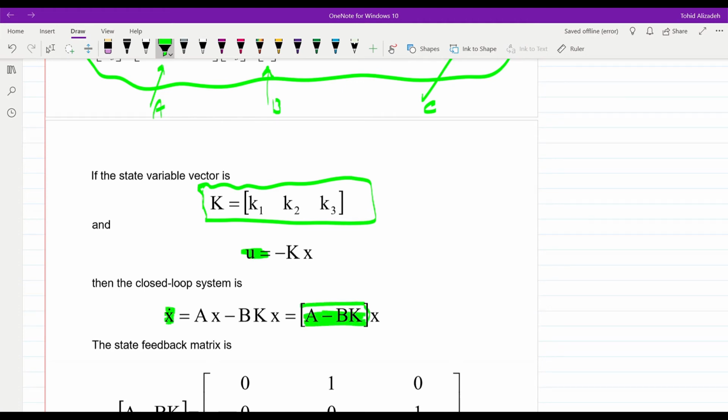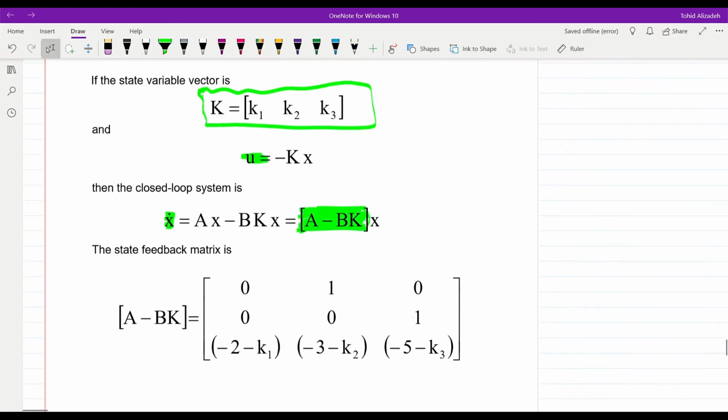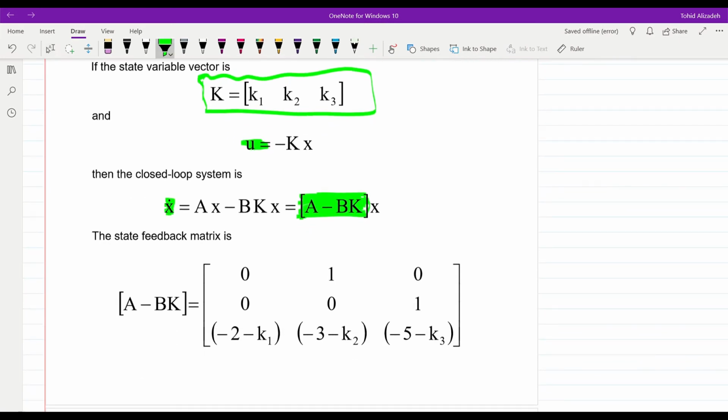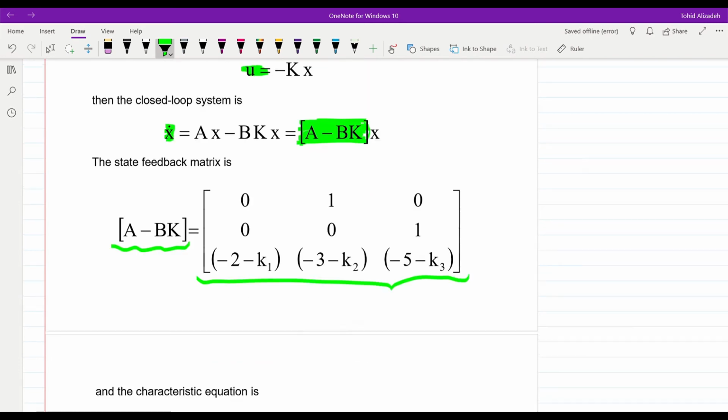This is something that we already know. And then we will have the state feedback matrix A minus BK having elements like this. So only the last row will change. Minus 2 minus k1, minus 3 minus k2, and minus 5 minus k3 will be the elements of the third row, and the rest of the matrix will remain the same.